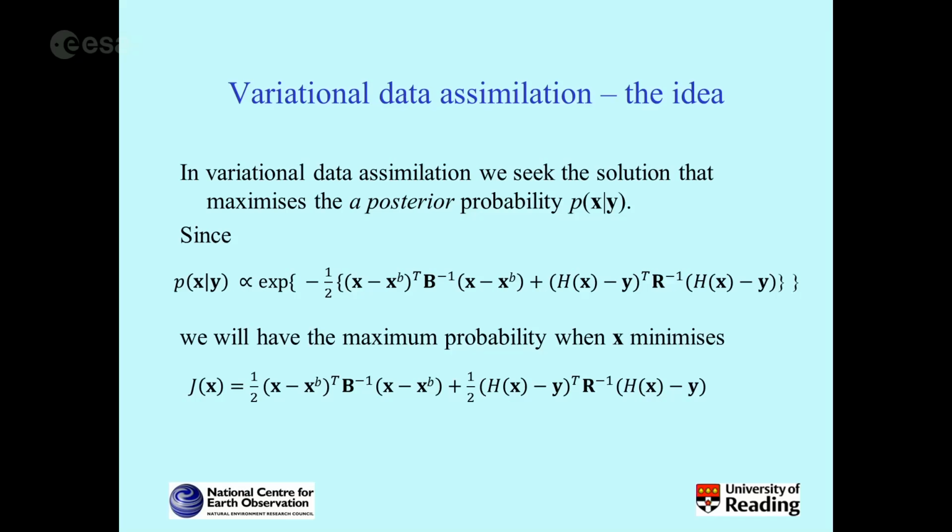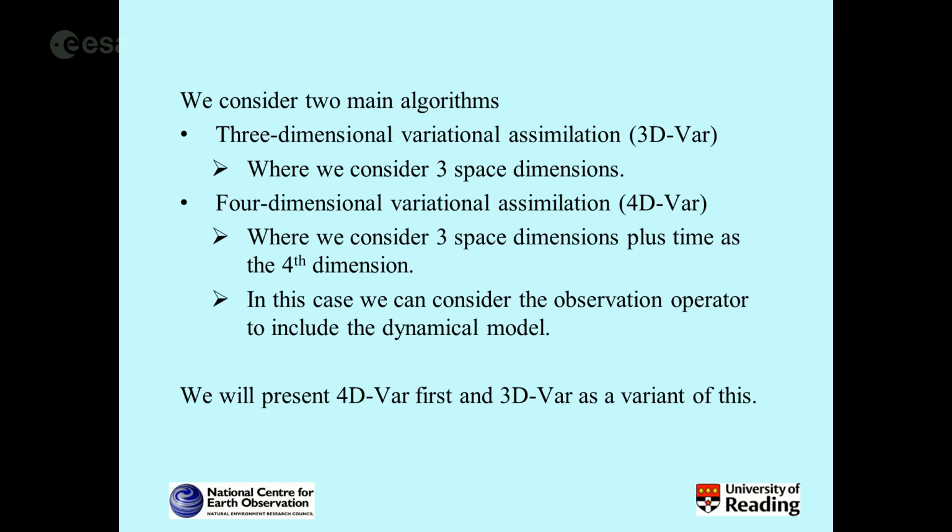So for variational data assimilation, we say, okay, what we want to do is find the x which minimizes this cost function. Let's just use some numerical optimization to find that. And we consider two main algorithms, three-dimensional variational assimilation, or 3D-Var, where we consider the 3 space dimensions. So we're considering doing this problem where we've got a model in 3 spatial dimensions, say like a weather forecasting or an ocean forecasting model.